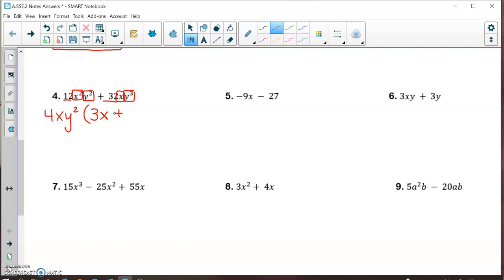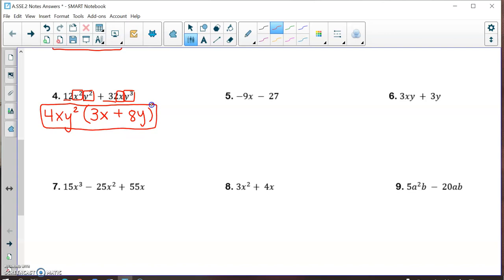A 32 divided by a 4 is an 8. I had 1 x, I took 1 x away, so I'm not left with any x's. I had 3 y's, I took out 2, so I'm just left with 1 y. This is now fully factored.